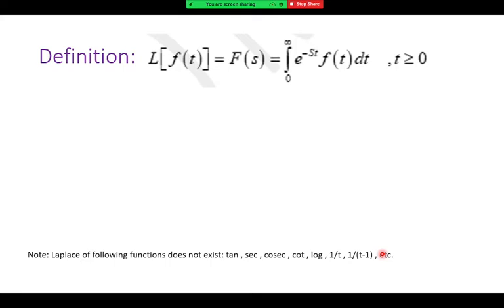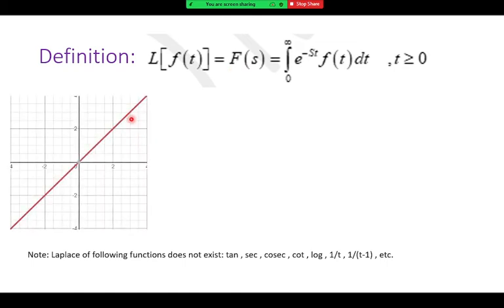Let me show you what exactly happens when you take a Laplace of some function of t. So can anyone tell me this graph represents which function? What is the function there? Y is equal to x. Correct. Good. So I will say here it is y equal to t, because generally we use y is equal to t.